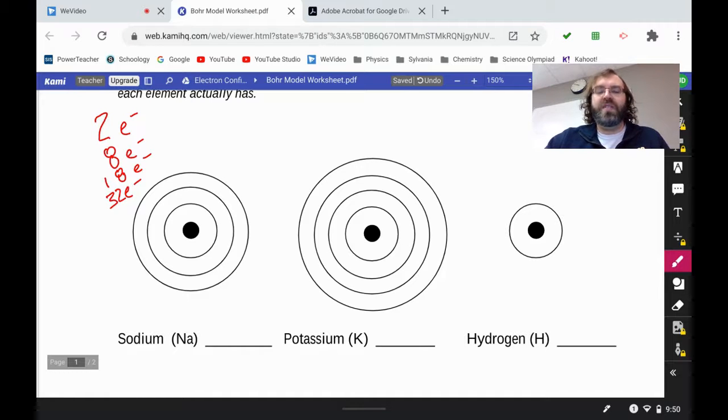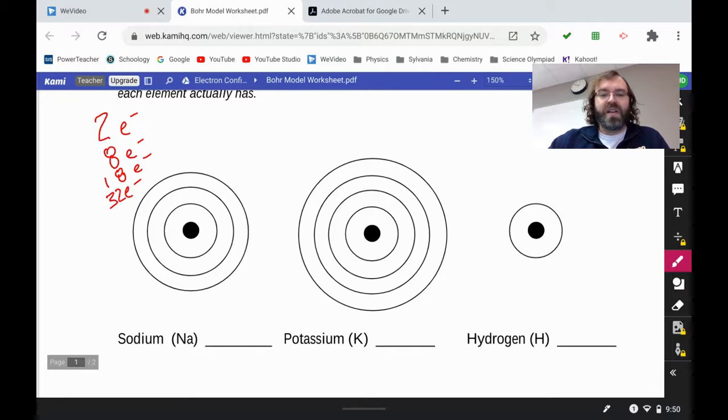So we just need to know that 2 can go in the first, 8 can go in the second, 18 in the third, and 32 in the fourth. You're never going to get an answer that has a 5th energy level that you would have to fill up and so forth. Okay, so to do these first 3 problems, we first have to know how many electrons each one of them has.